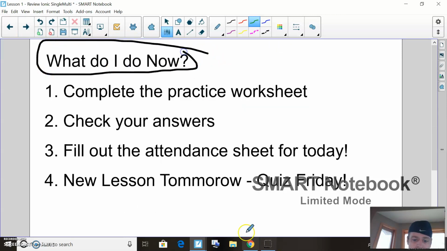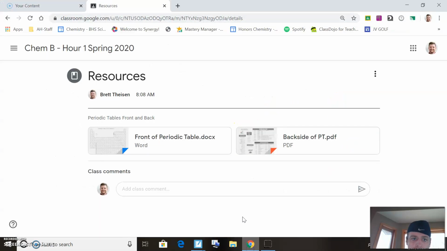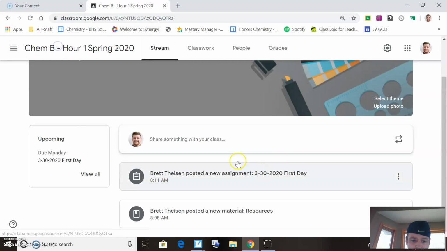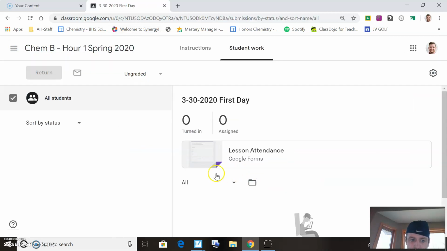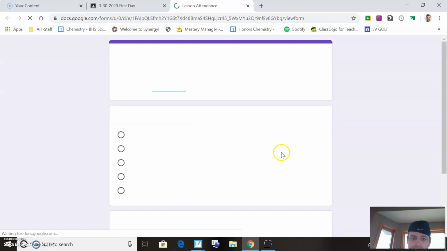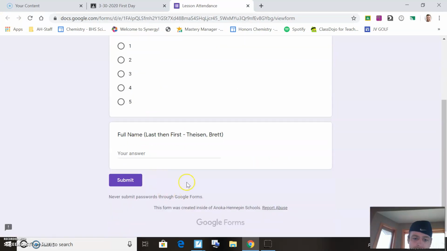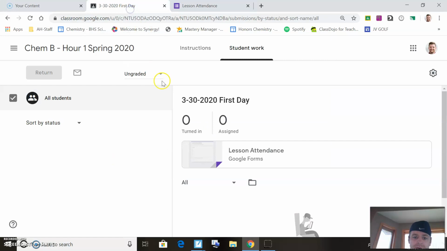All right, there's a practice worksheet in the Google Classroom. There's about 8 problems. Just do that, check your answers, and then fill out the attendance sheet today. So what we're going to say then is every day you need to complete an attendance sheet. And the attendance sheet is just as simple as this. It's literally as like put your class hour, put your full name, last, then first. Submit it. Every day you need to do that because we have to take attendance. So there might be a long assignment associated with it. There might be not.